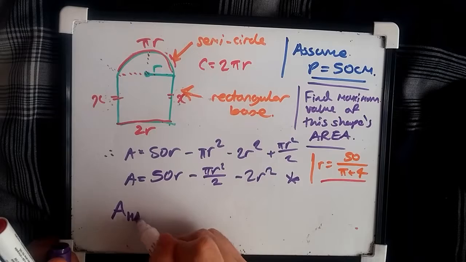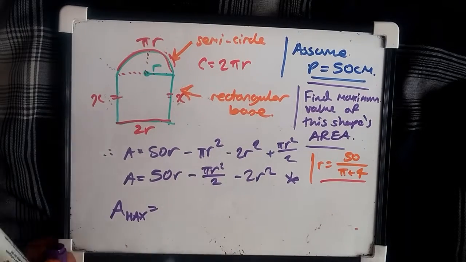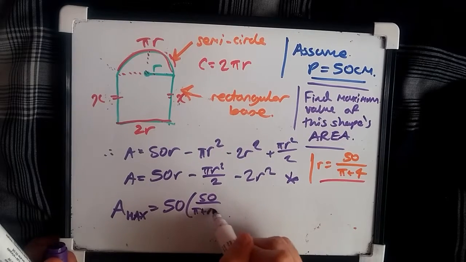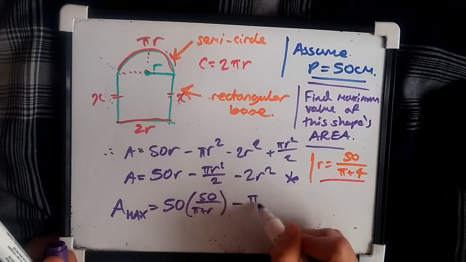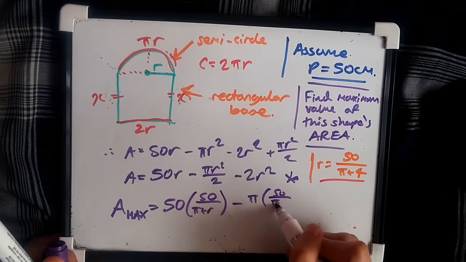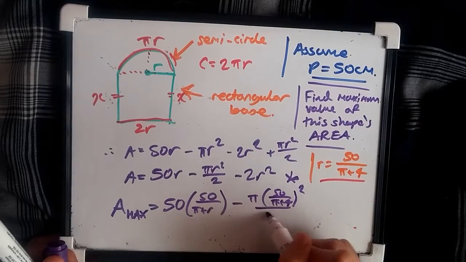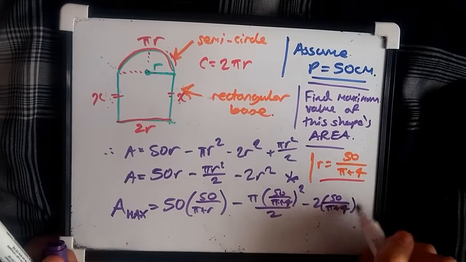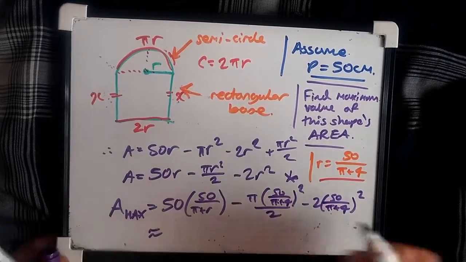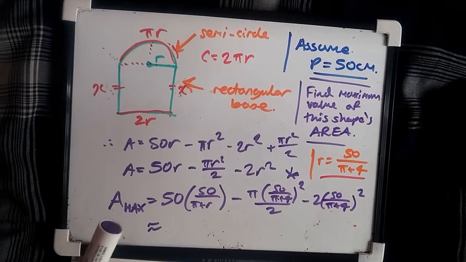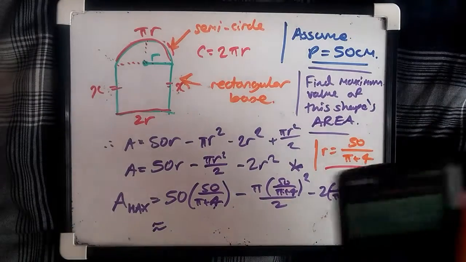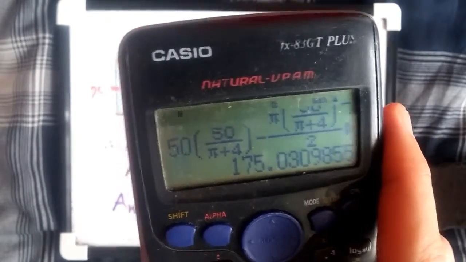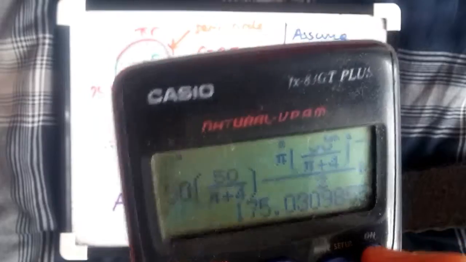So the area max, to give it a name, will be 50 times 50 over pi plus 4, minus pi times (50 over pi plus 4) squared over 2, minus 2 times (50 over pi plus 4) squared. Putting this in a calculator, you should get 175 centimeters squared. And that's it, guys.